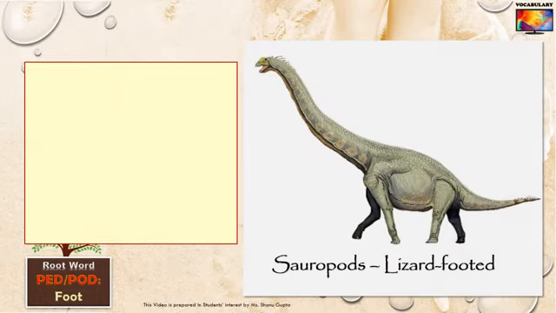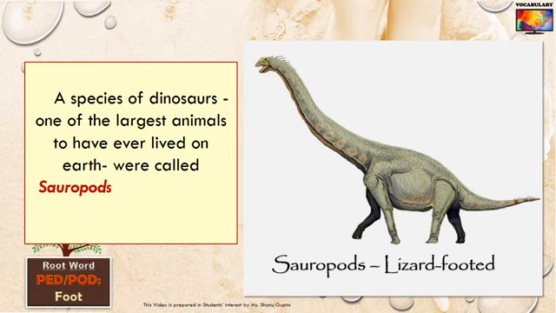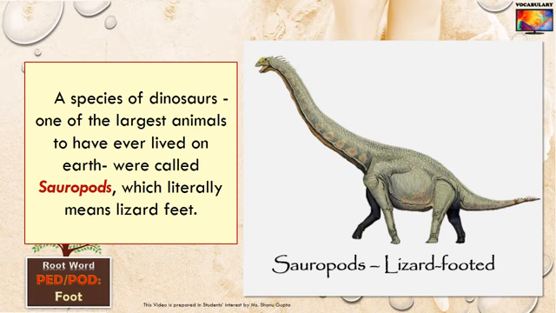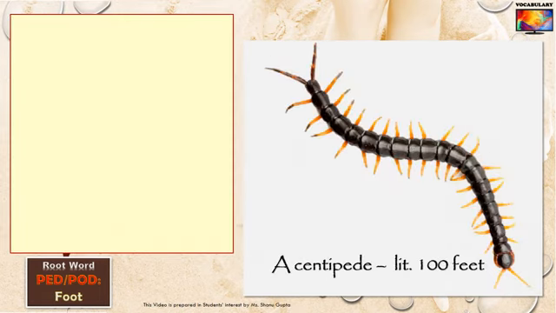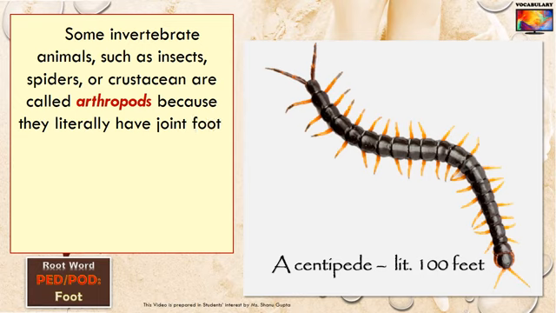A species of dinosaurs, one of the largest animals to have ever lived on Earth, were called sauropods, which literally means lizard feet. A large number of invertebrate animals, such as insects, spiders, or crustaceans, are called arthropods because they literally have joined feet. The prefix arth means joints, and remember, arthritis is a disease of the joints.